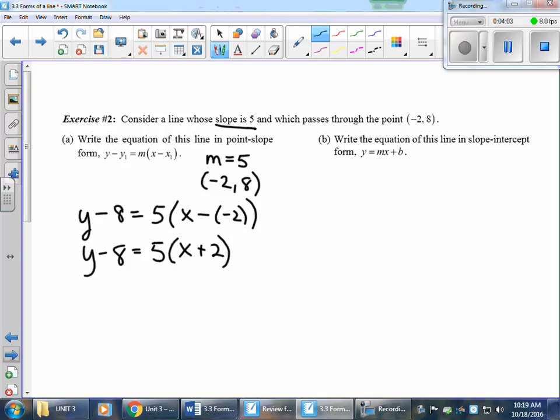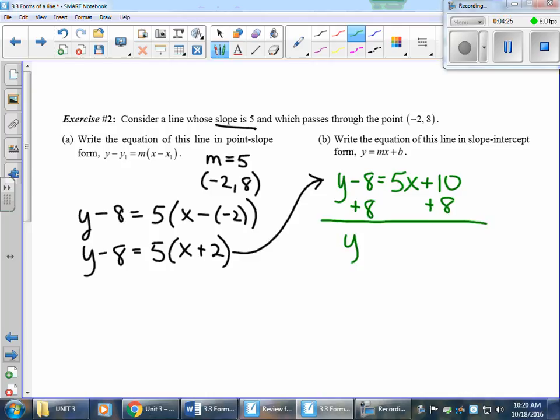B says, write the equation of the line in slope-intercept form, y equals mx plus b. Now, we can just take this right here, and we can rearrange this. So if we distribute the 5, we get y minus 8 equals 5x plus 10. Add 8 to both sides, making sure to combine like terms. So y is equal to 5x plus 18. So we know that the y-intercept is 18 in this situation.